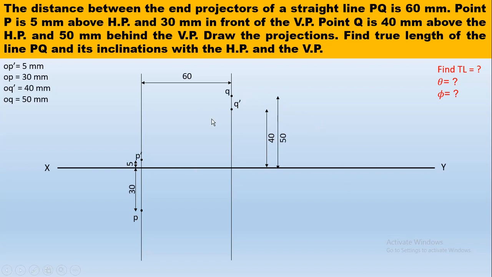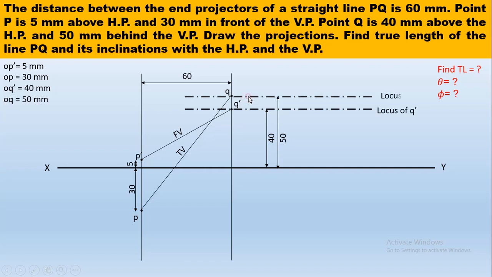Now you have both the end points of the line, P dash and Q dash. Join P dash Q dash. This is nothing but the front view. Similarly, join PQ. This is nothing but the top view. And the intersection points of these with the end projectors will give you the locus of Q dash and the locus of Q.